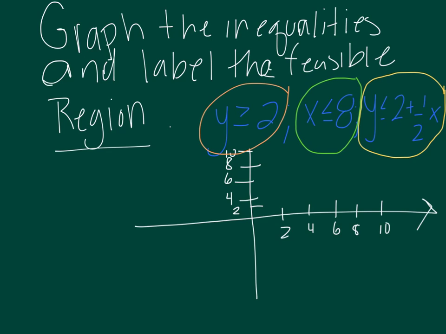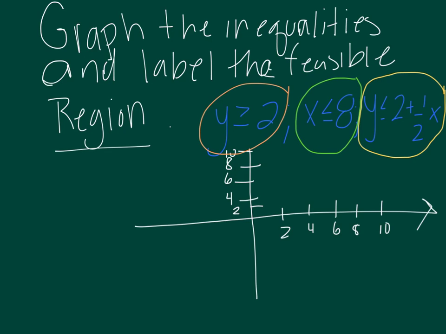Okay, in this example, we're going to graph the inequalities and label the feasible region. So recall that the feasible region is the select area where anything can work. I color-coded each example. So we have y is greater than or equal to 2, x is less than or equal to 8, and y is less than or equal to 2 plus 1/2 x. So we're going to do each of them individually.